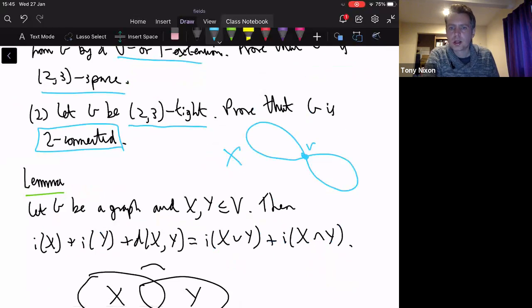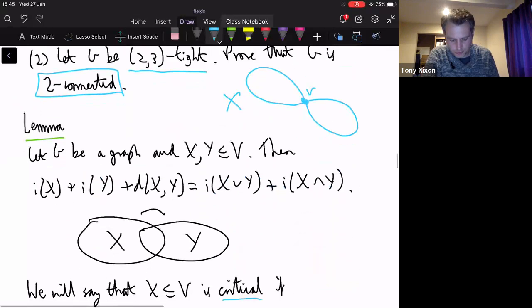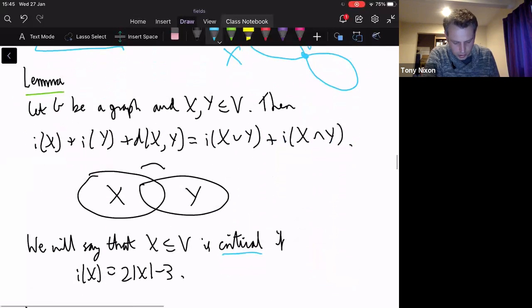Now, I'm going to spend 5 minutes trying to build up towards the proof of Laman's theorem. So this will just all be a couple of combinatorial lemmas, I guess. The first one, hopefully, again, is relatively easy. I pick any graph, and 2 subsets X and Y of its vertex set. Then I claim this equation is true.